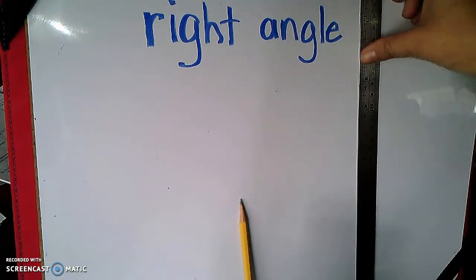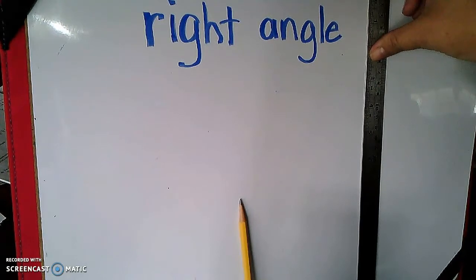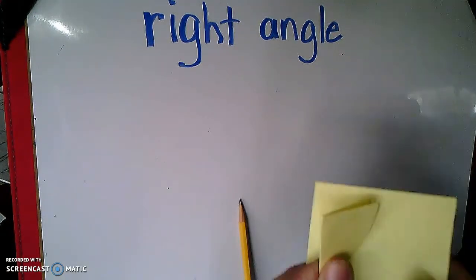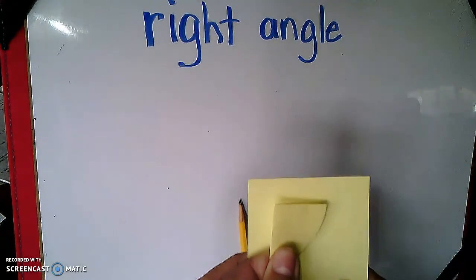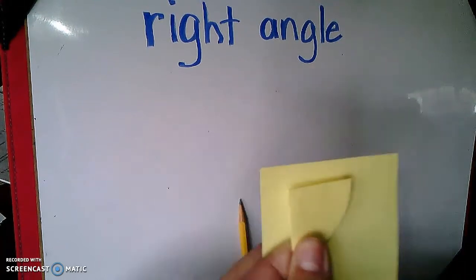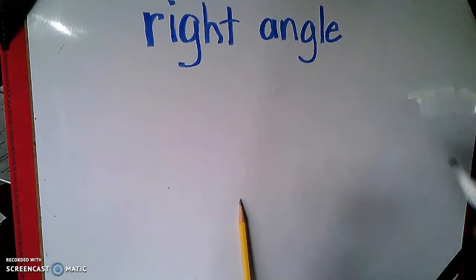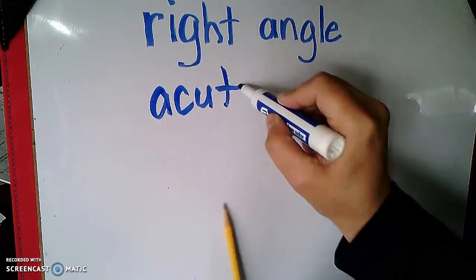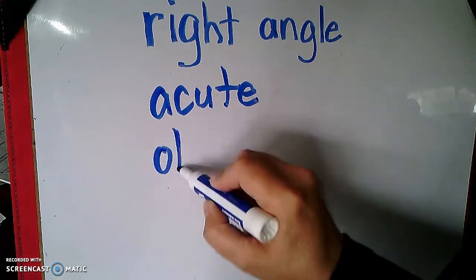A right angle is this special kind of angle that has a square edge to it. And we're going to learn about two other angles as we proceed today that are called acute and obtuse.